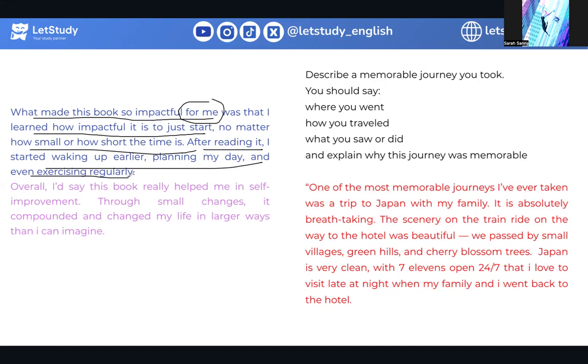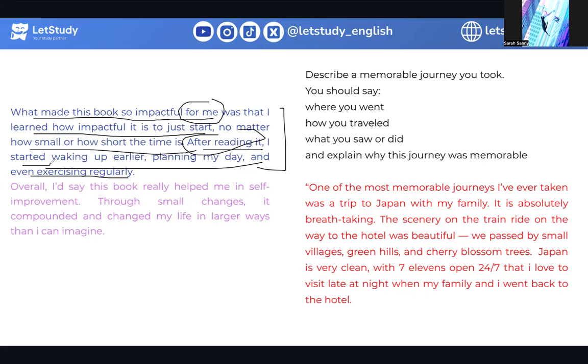Kalian bisa lihat gak bagaimana ini menjawab pertanyaan tadi, which is describe a book that impacted your life. Now, how did it impact your life? After reading it, I started positive habits yang tadi dibilang di buku itu. Jadi, bagian main body itu sebenarnya juga bagian yang menjawab pertanyaan yang ditanya. Kalau bagian satu introduction itu hanya bilang apa buku itu. Jadi, apa buku yang impact my life, bukan like in depth of what the book is and how it impacted my life.